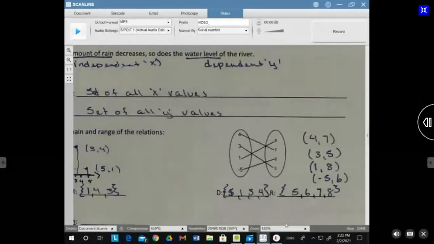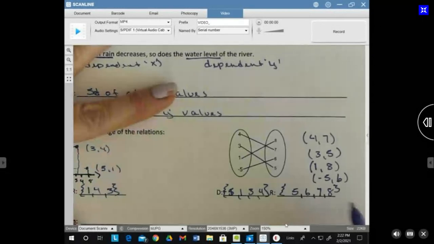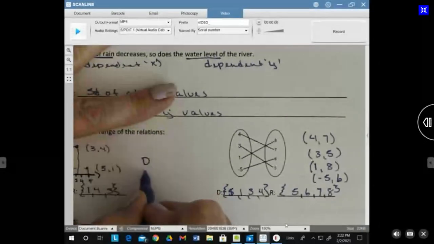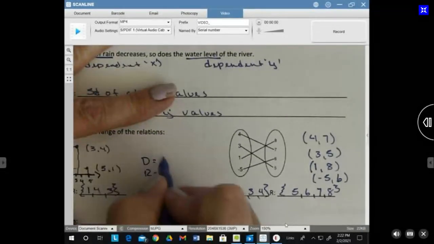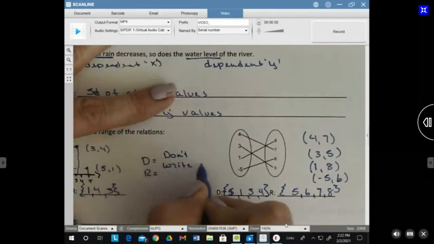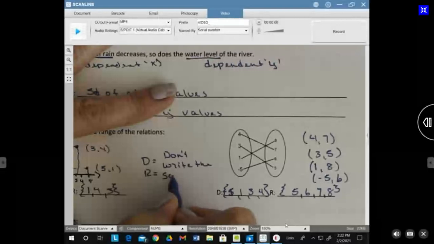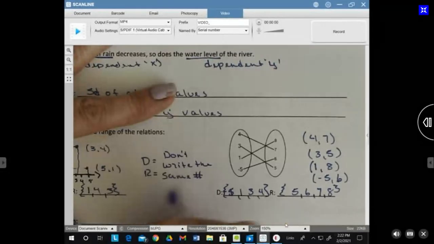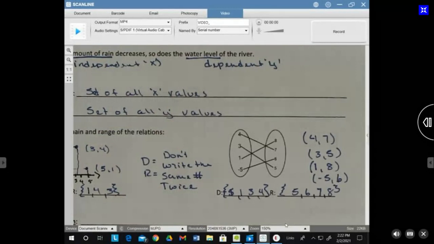Now, when you're listing out your domain and range, you don't need to write the same number twice. Like if I had 5 coordinates and every one of the Y's was a 3, I would not write that 3 5 times. I would only write it 1 time. Okay?